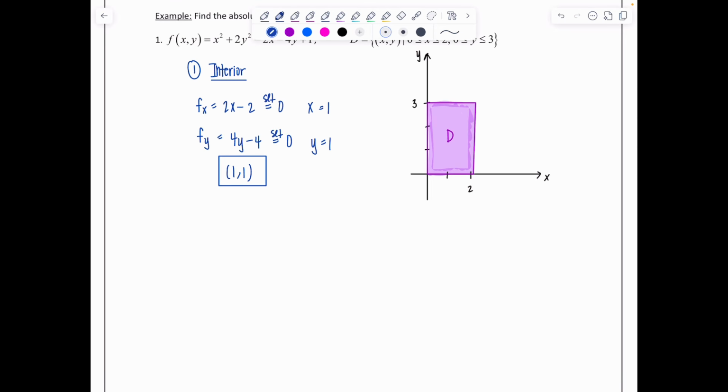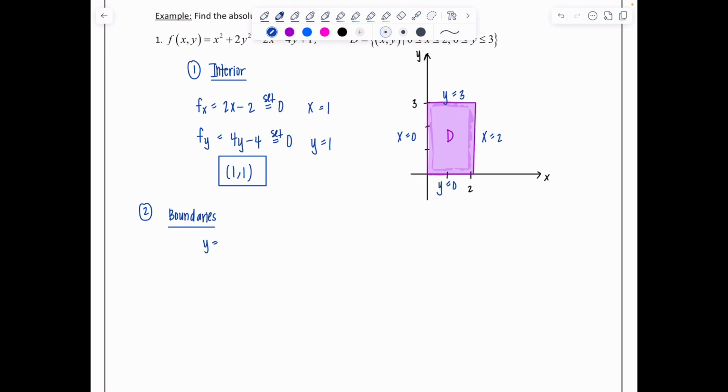Okay, next step, I need to find critical points from all the boundaries. How many boundaries are there? There are 4. There's y equals 3 up top here. There's x equals 0, y equals 0, and x equals 2. So what do we do? One at a time. Let's start with, say, y equals 3. I'll label what's going on.